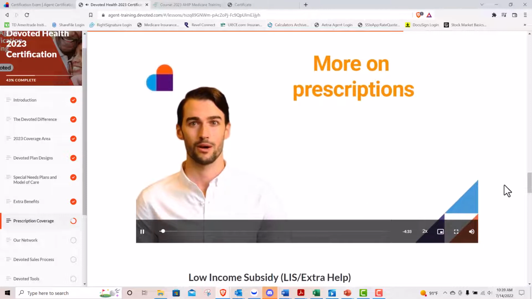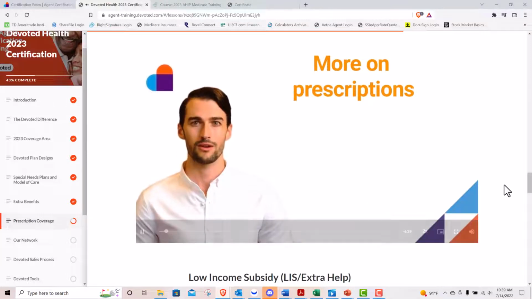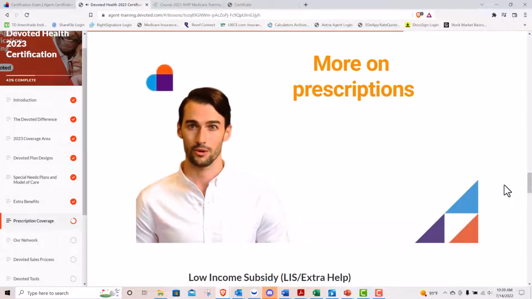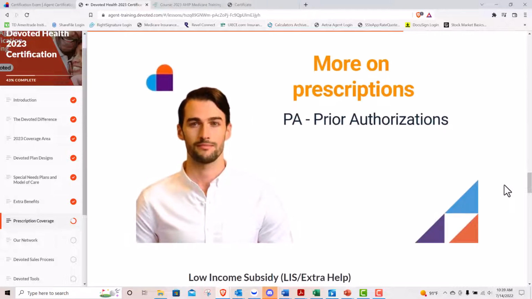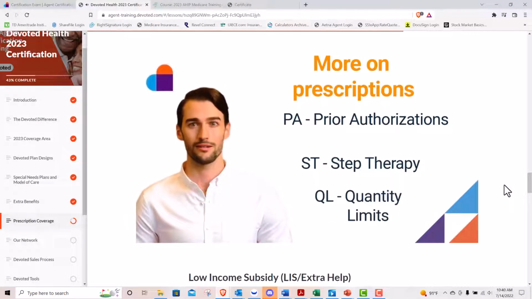It is important when reviewing our plan that you offer to look up a member's prescription drugs to see if they are or are not covered under the plan. Also, during our presentations, we must explain limitations associated with obtaining prescriptions, including prior authorizations, where the member or provider must submit a request for approval from the plan for the prescription to be covered. Step therapy, which encourages the member to try less costly but just as effective drugs before the plan covers another drug. And quantity limits for certain drugs. We limit the amount of the drug that the members can have by limiting how much of a drug they can get each time they fill their prescription.